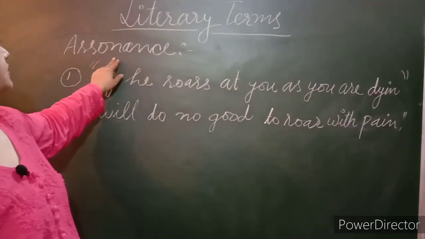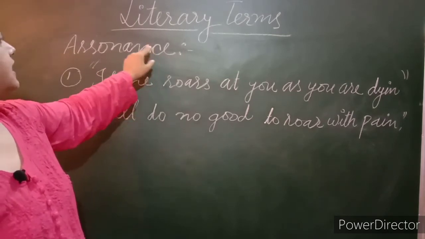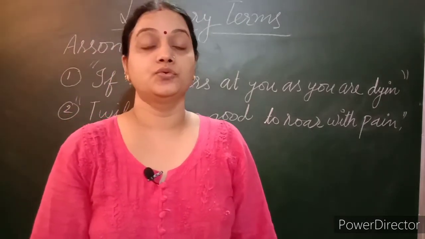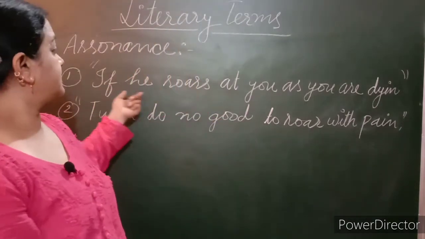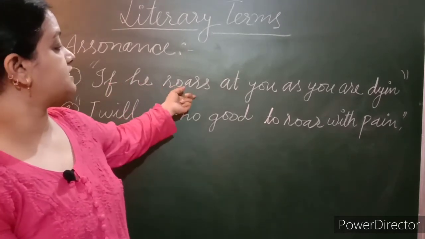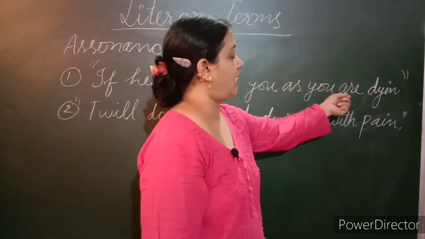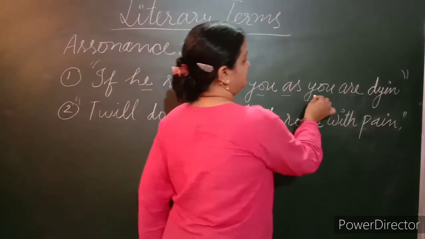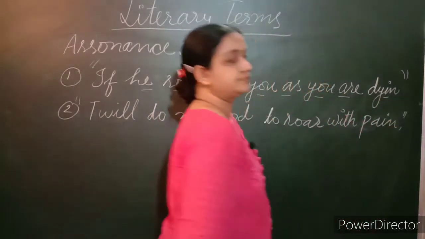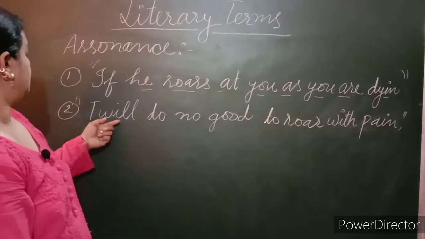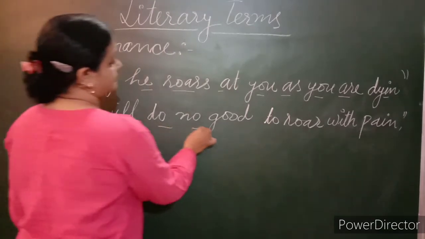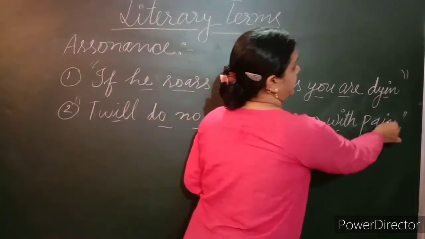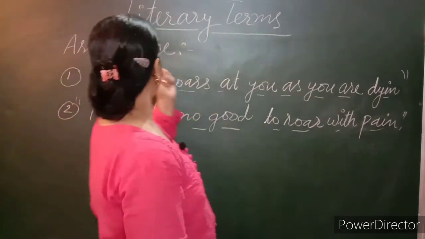Now the next figure of speech, students, is assonance. Assonance is a figure of speech in which vowel sounds are used in a line. For example, if he roars, there is assonance. Next example: it will do no good to roar with pain. In this line also there is assonance.